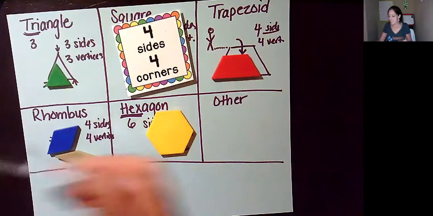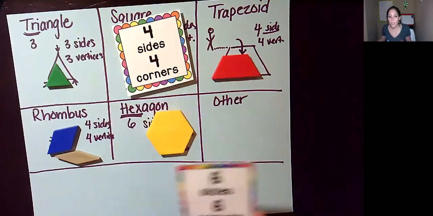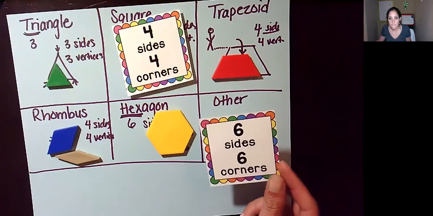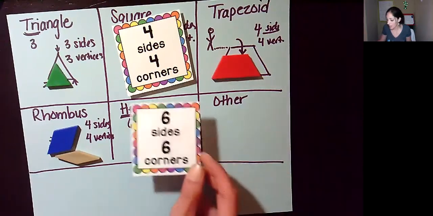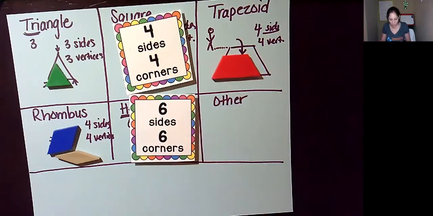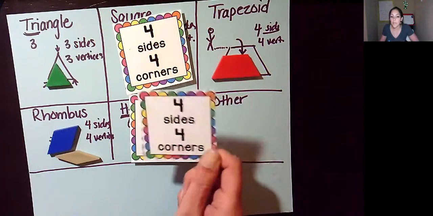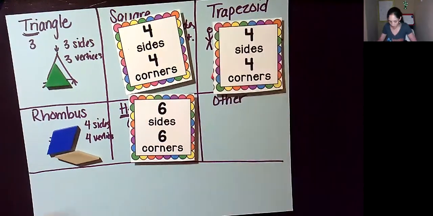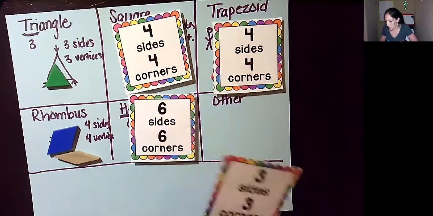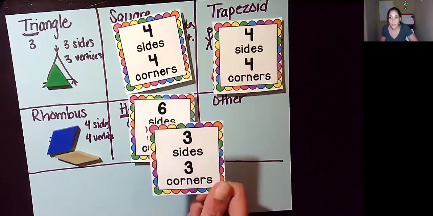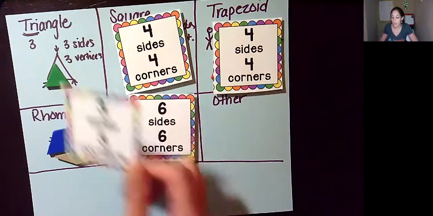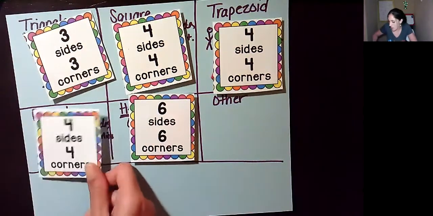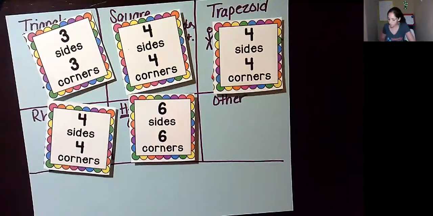What about 6 sides and 6 corners? Which shape is going to match those defining characteristics? That would be a hexagon, 6 hex. What about another one that has 4 sides and 4 corners? Sure, it could be trapezoid. What about 3 sides and 3 corners? Triangle, triceratops, tricycle, 3 sides, 3 corners, and rhombuses also have 4 sides and 4 corners.